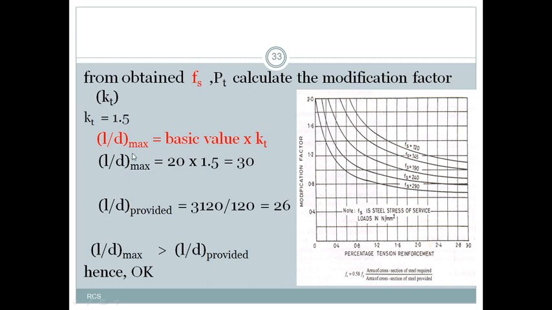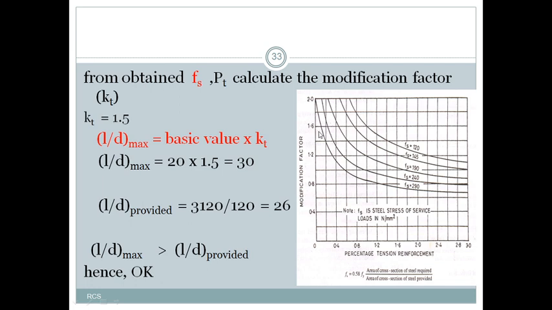So for Fs equal to 240, Pt equal to 0.25, what will be the modification factor? Say direct curve is available, but here this is 0, it is 0.4, between them 0.2 is there. Just adjacent to the 0.2, we have 0.25 percentage of steel. So approximately I am going here. See, here is the curve, and it is intersecting at this point. The corresponding modification factor is there.